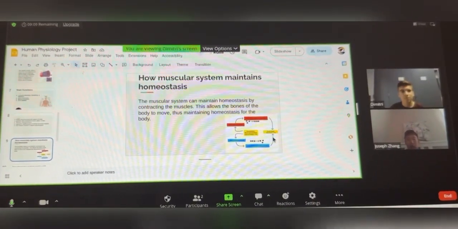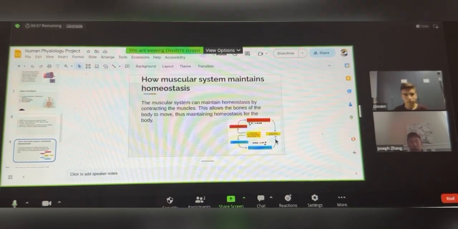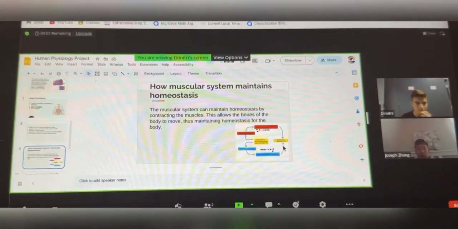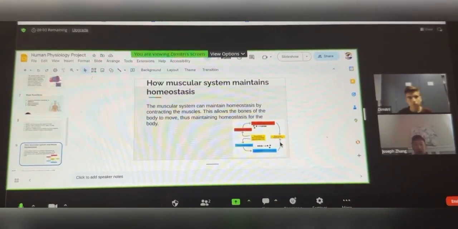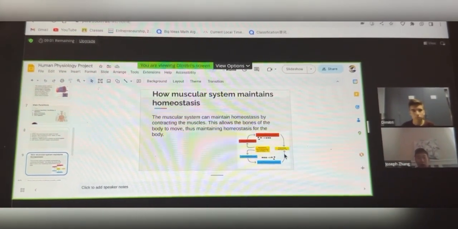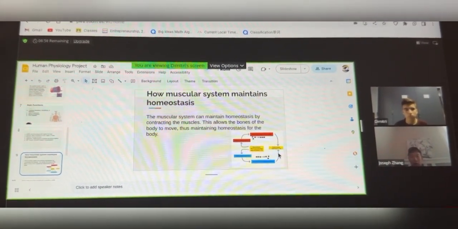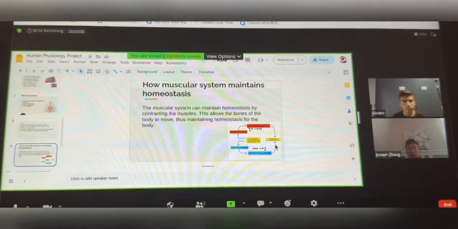So, how does the muscular system maintain homeostasis? Basically, this system can maintain it by contracting the muscles. It makes the bones move, which creates homeostasis for the body.